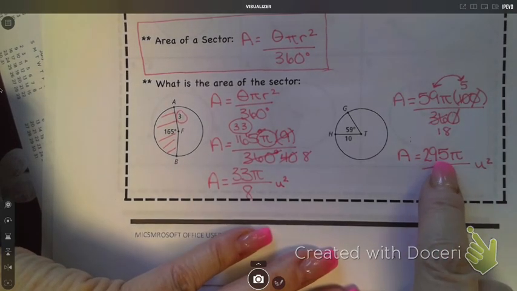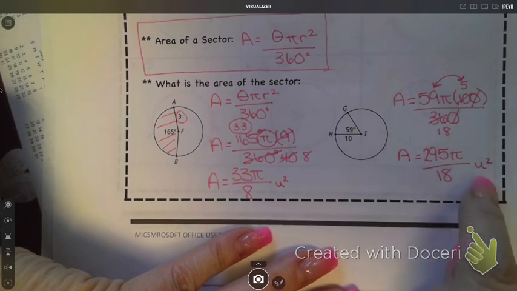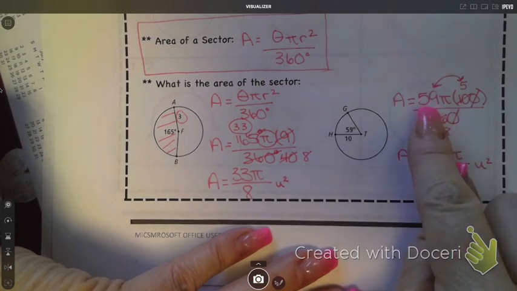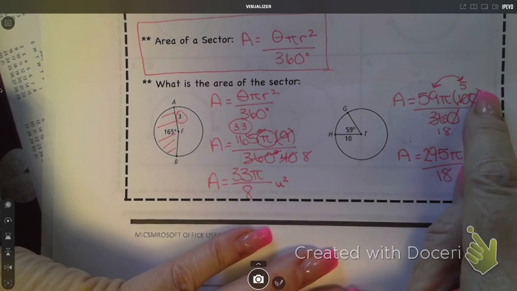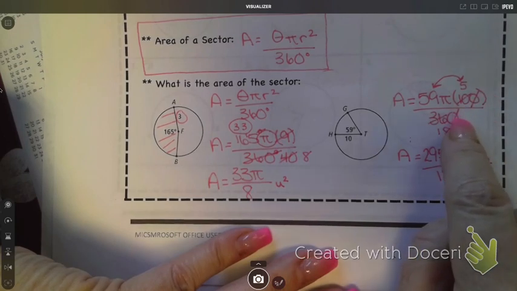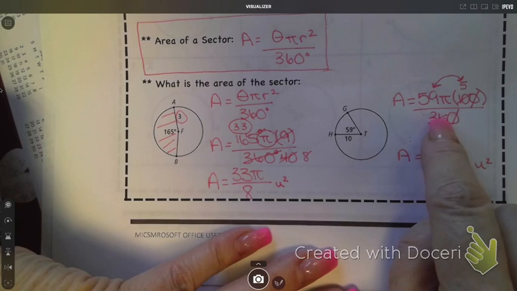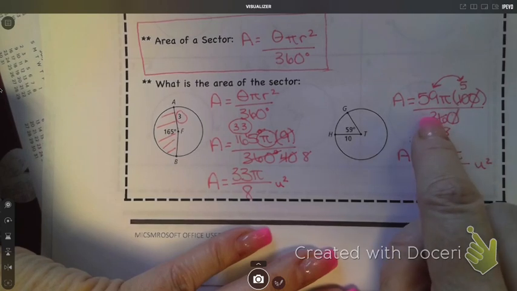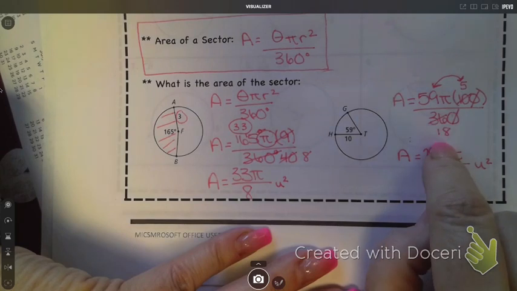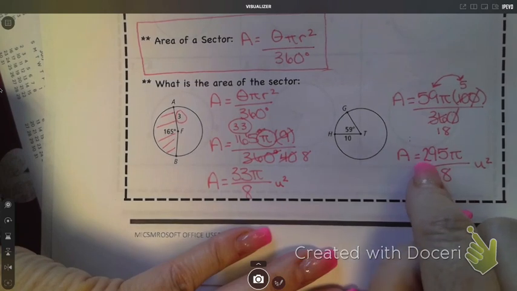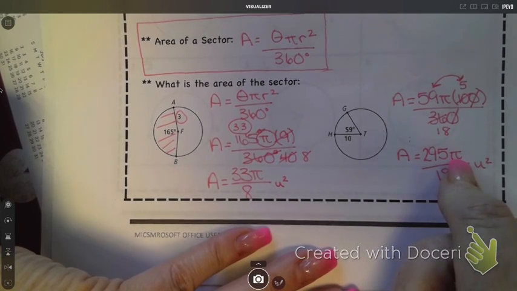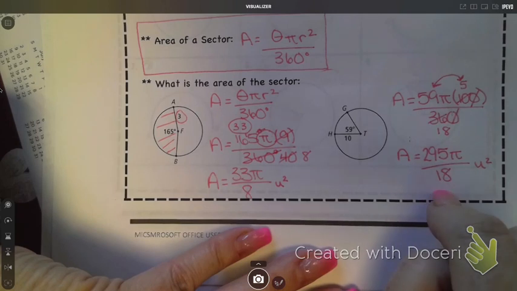Okay, did you get 259 pi over 18 unit squared? Yeah. Okay, your setup should be 59 pi times 100. Where did I get 100? 10 times 10. So I took a 0 out of 100 and a 0 out of 360. And then I had 10 and 36, which both reduce by 2, don't they? So I get 5 and 18. So I have to take 5 times 59, which is 295. And then pi just comes along for the ride over 18 units squared.